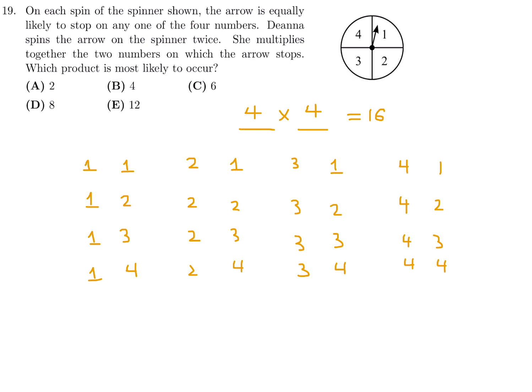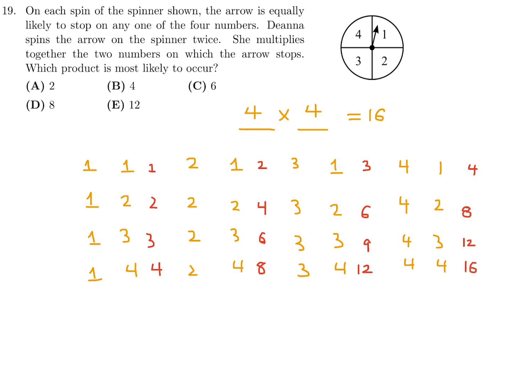Now what I'm going to do is, for each, write the product, because we're multiplying those 2 numbers, and then look at what we get. So this is 1, 2, 3, 4, 2, 4, 6, 8, 3, 6, 9, 12, 4, 8, 12, and 16.